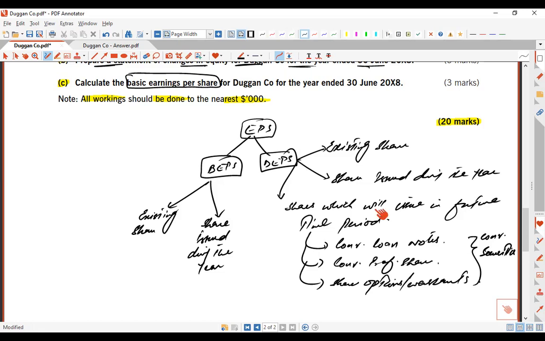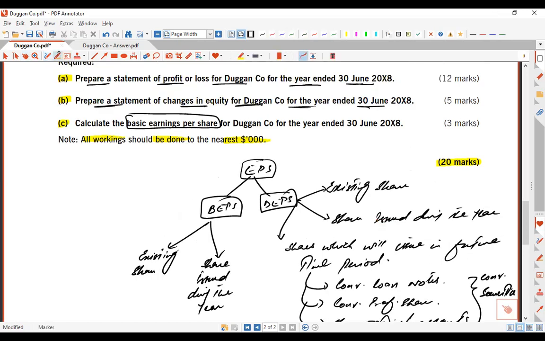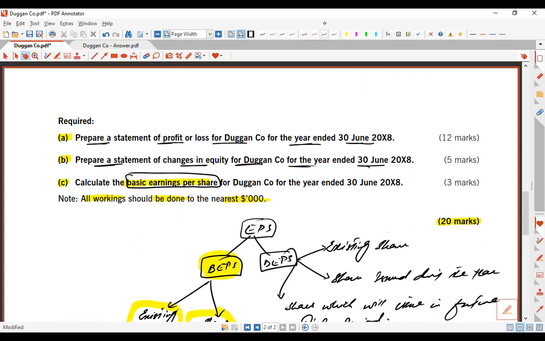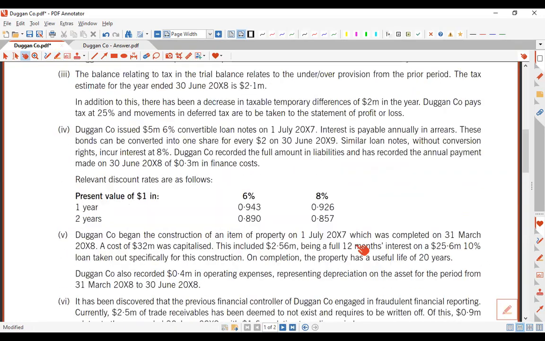By the way, requirement C is to calculate the basic earning per share. It means for this calculation, we should only be taking the existing number of shares and the shares issued during the period for the calculation of basic EPS. The first requirement is of 12 marks, the second requirement is of 5, and the last one is of 3 marks.